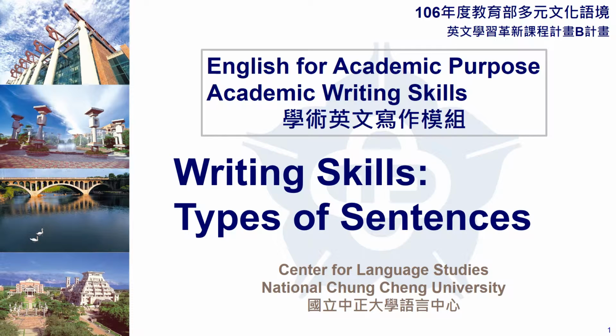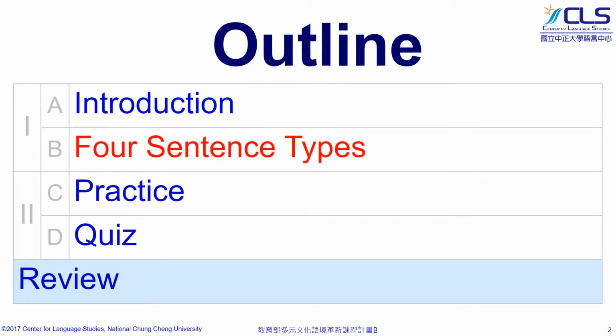The topic for this lesson on academic writing skills is about types of sentences. Let's begin with the introduction. Then, we move on to the 4 sentence types. Finally, we will have some practices and quizzes to check our learning.